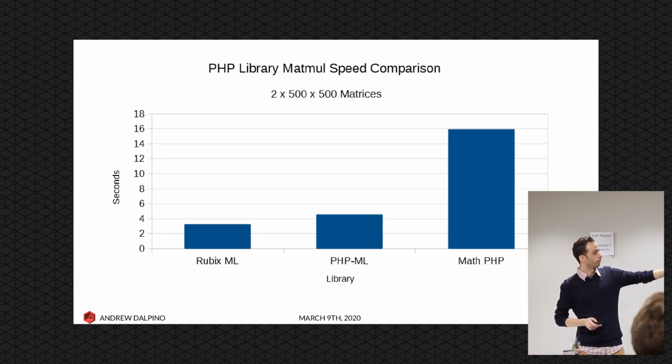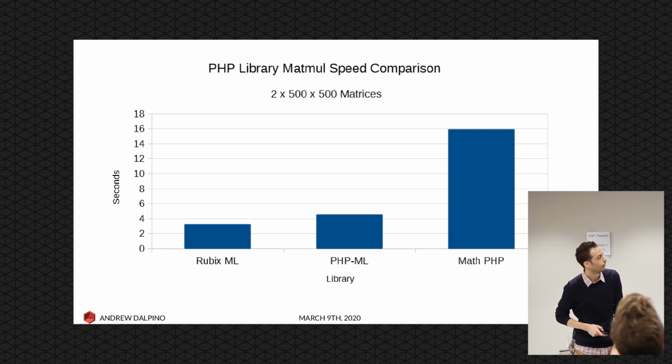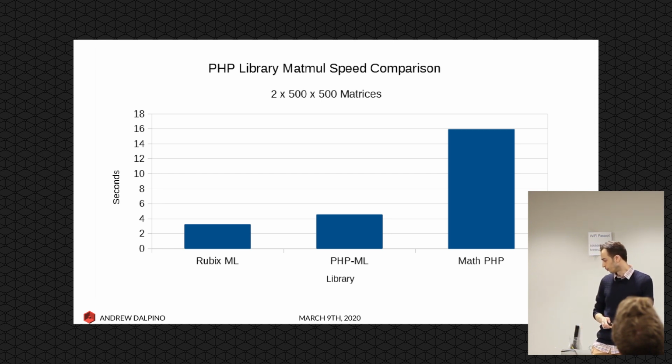In terms of where we're at compared to other PHP libraries, Math PHP, I don't know what they're doing. They're out of there. They're creating objects within that loop, which is not what you want to do. You usually don't want to create objects in a loop. It's just a lot of overhead. PHP ML, they're not quite there yet, but we can do this in about 3.3 seconds.